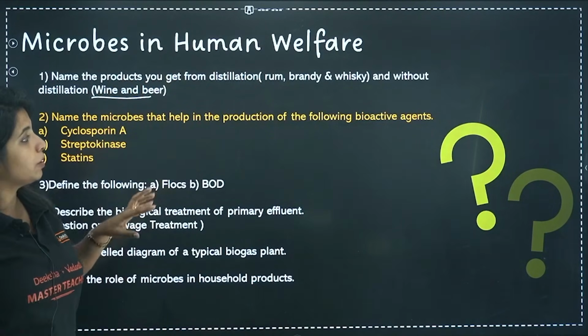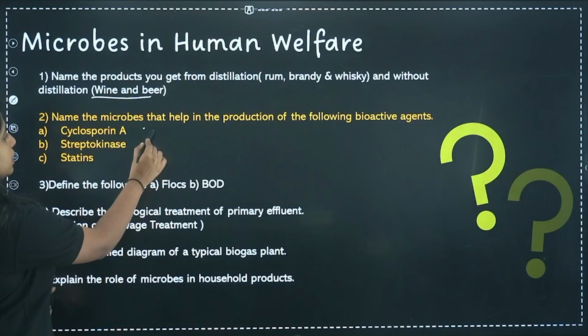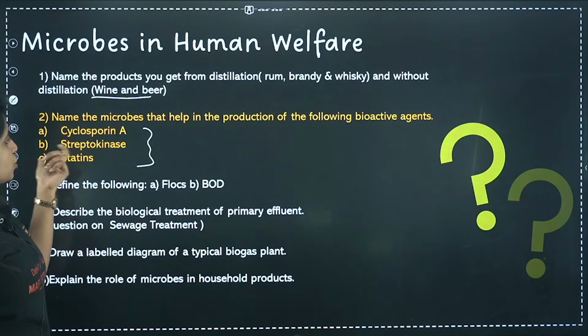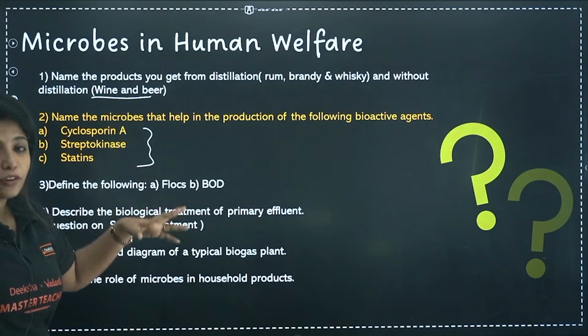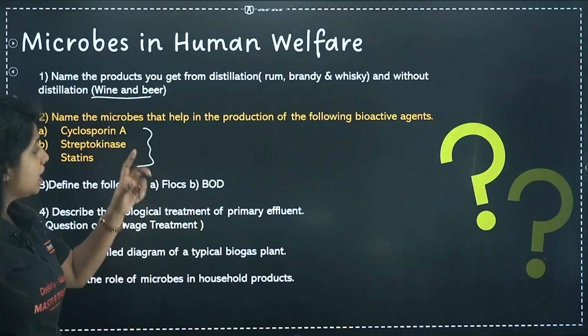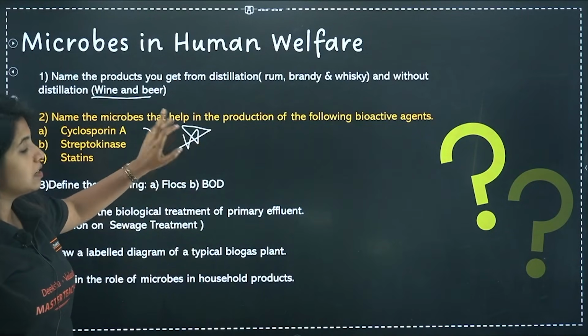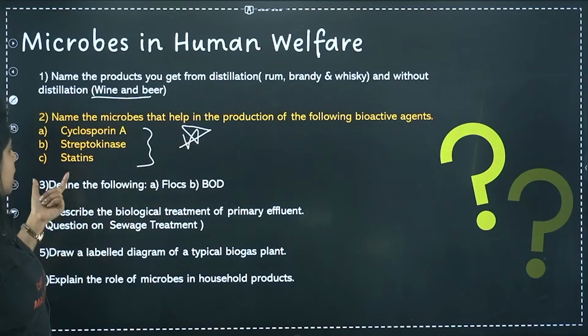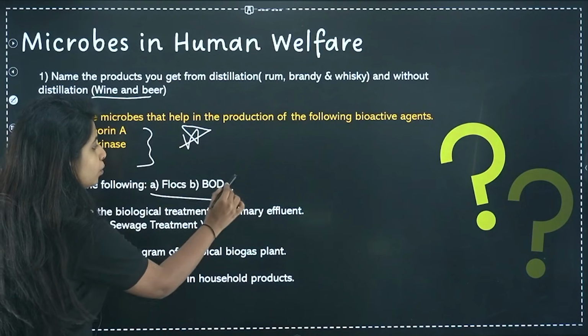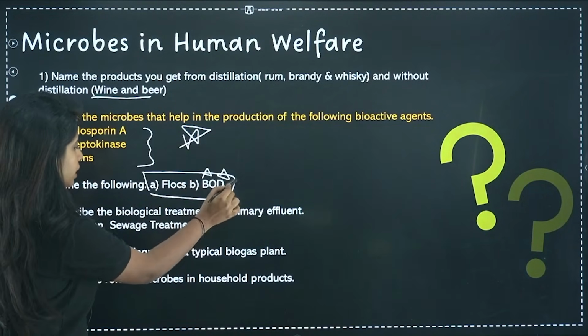Now, name the microbes that help in the production of the following bioactive agents. These are the bioactive agents: cyclosporin A, streptokinase, statins. You have to tell from where and where you get it. Okay, again, a very important question could be coming in. It's found in 3 model question papers. Define the following: flocs and BOD. Super important. Please go through it.